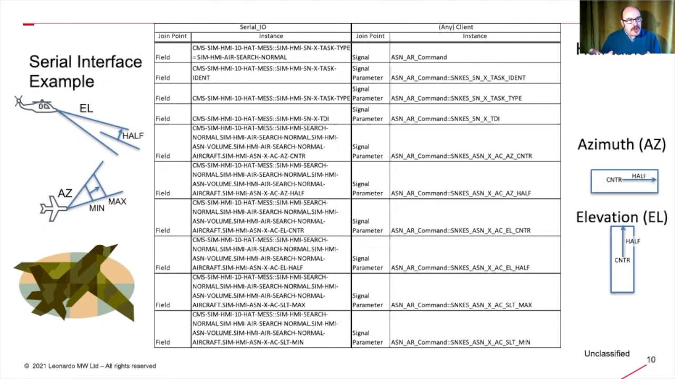And the radar is going to search within that area for various targets. So you can see this mapping here in the half table. On the left hand side are references to all of the elements in the partner-supplied interface control document, and on the right hand side of the half table are the mappings onto an event which we're going to call ASN AR command, and you can see the various parameters that we're going to populate.